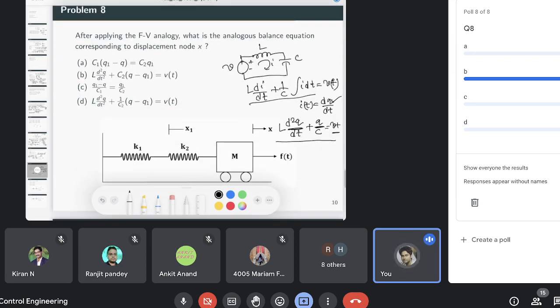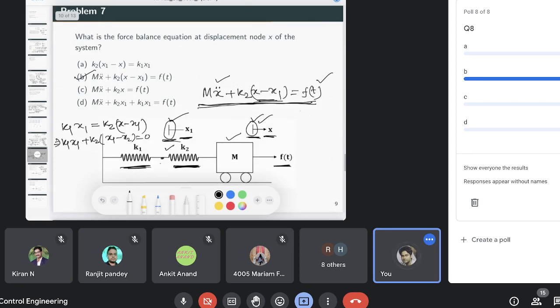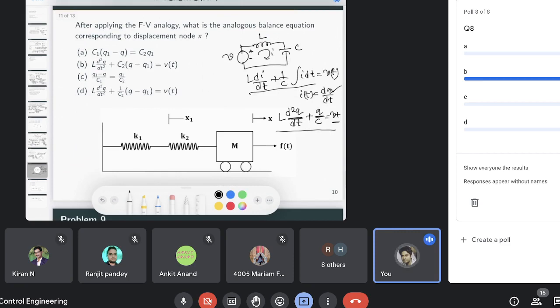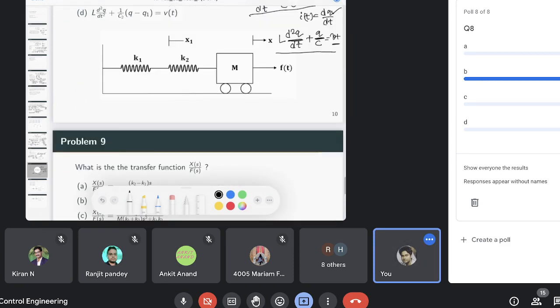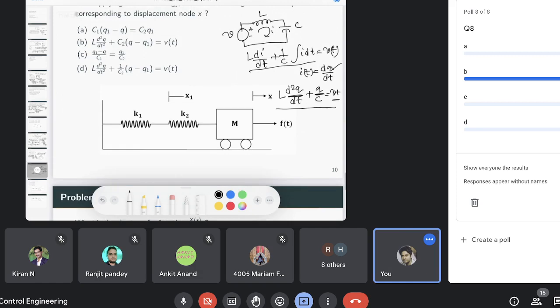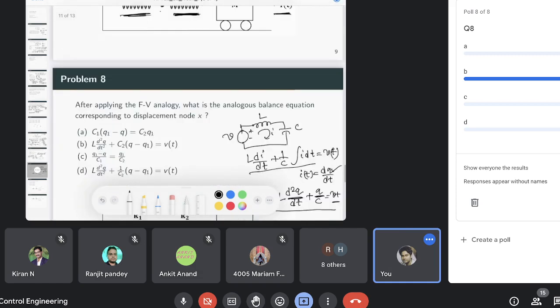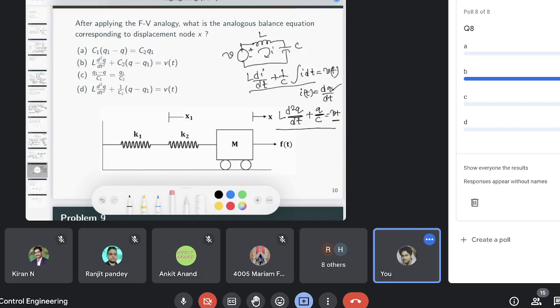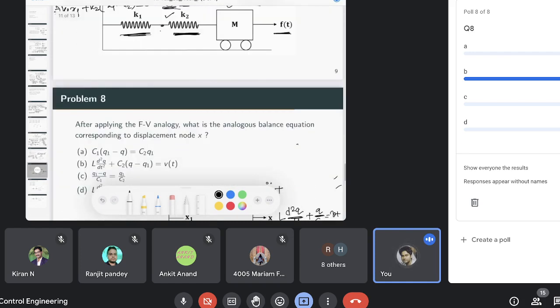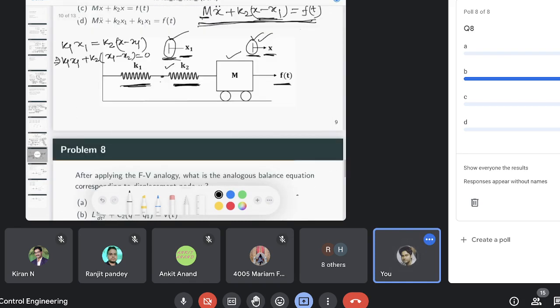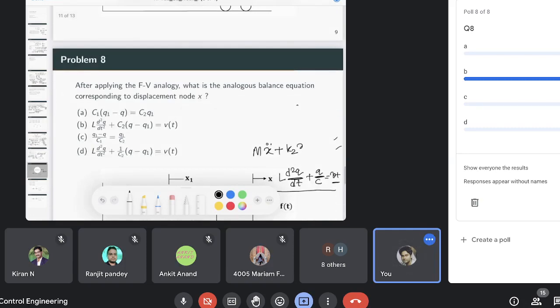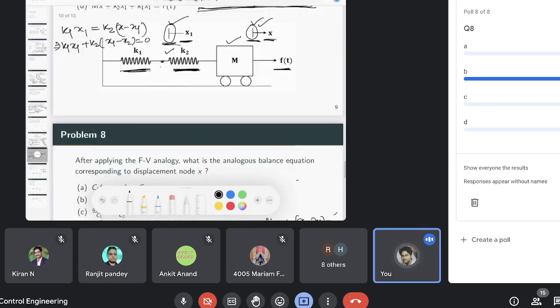You can just compare these two equations and see this M term here. I'm just writing this again here, so both equations will be clear. So here M times the double derivative plus a term like k2 (x minus x1) equal to this force F.